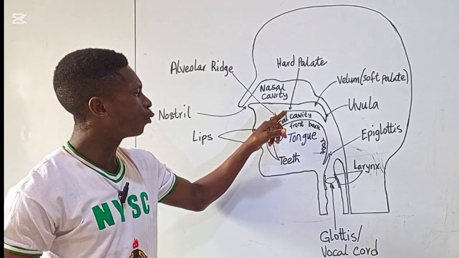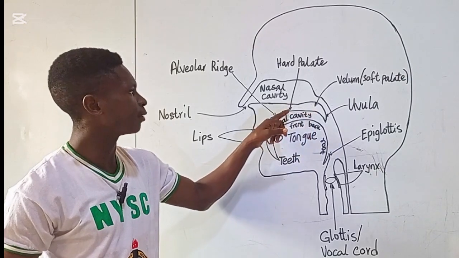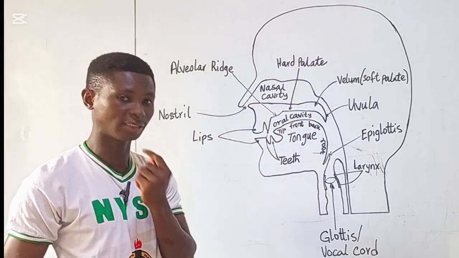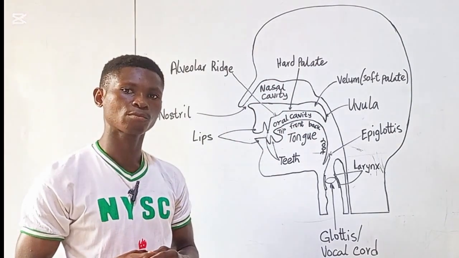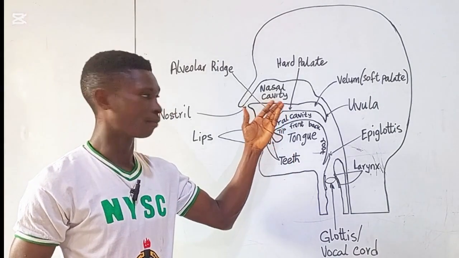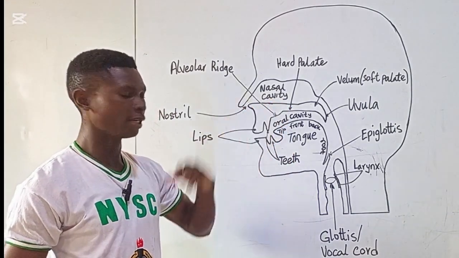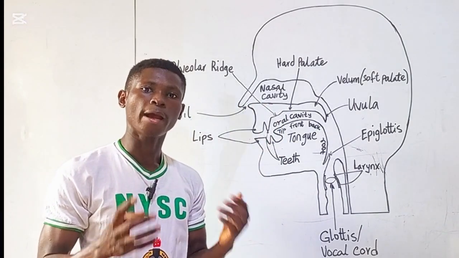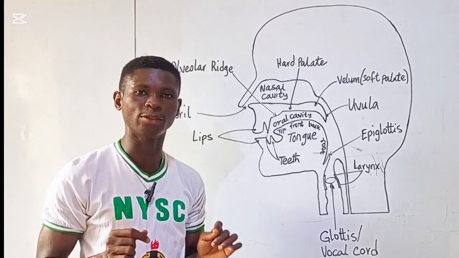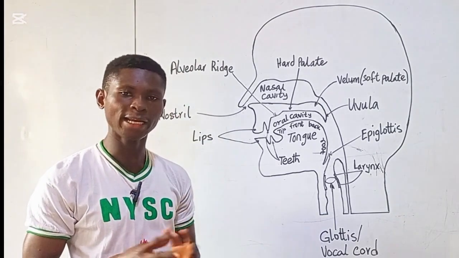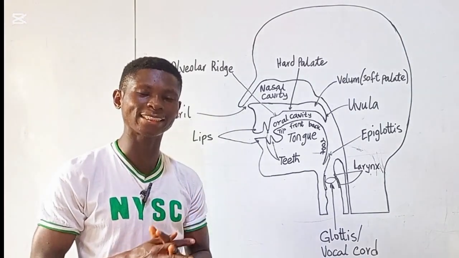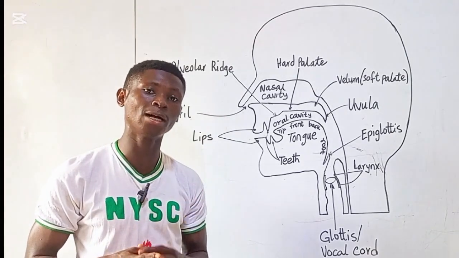Again, we have the roof of the mouth, otherwise known as the hard palate. The roof of the mouth, the roof of your mouth. So it is otherwise known as what? Hard palate. So the hard palate also helps in the articulation or realization of certain sounds. And any sound produced with the help of the hard palate is known as a palatal sound.